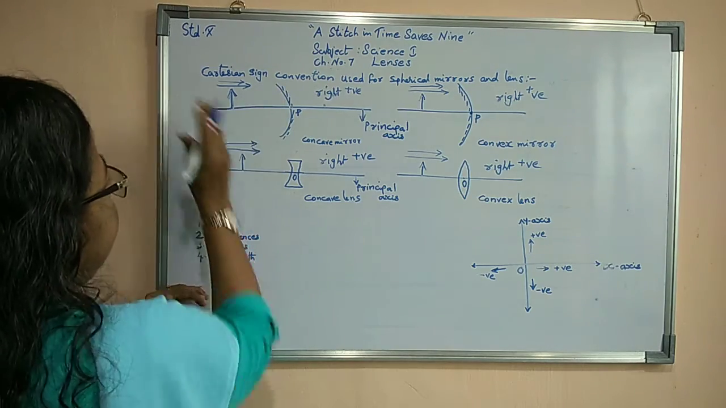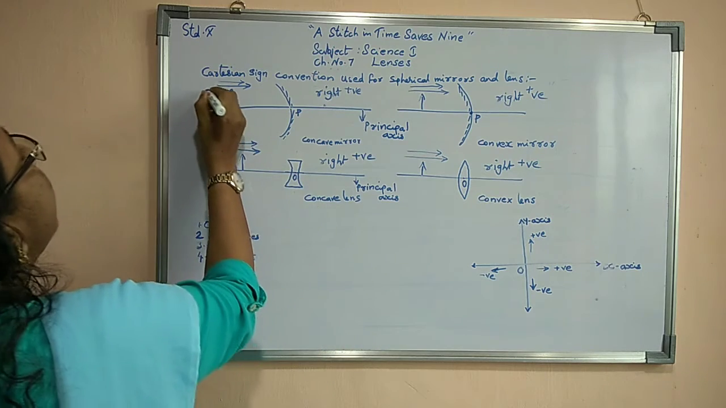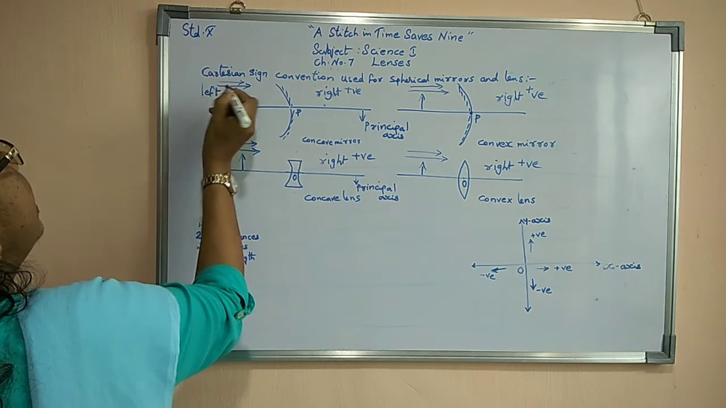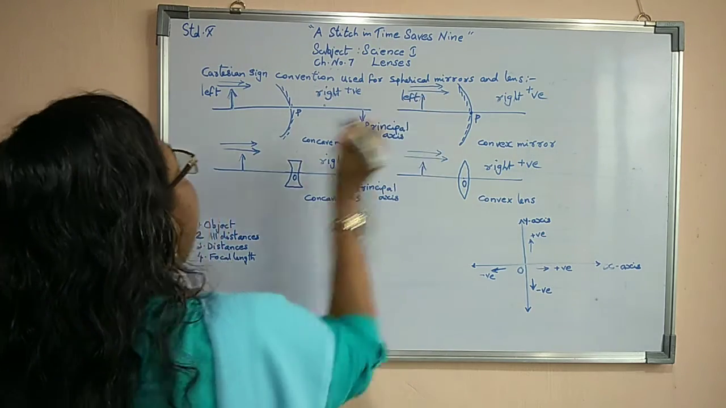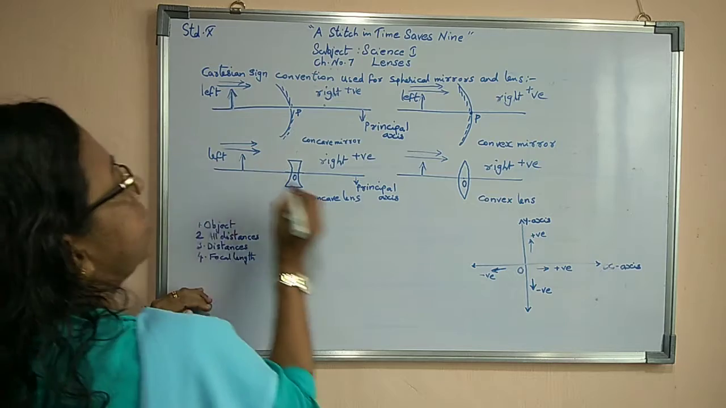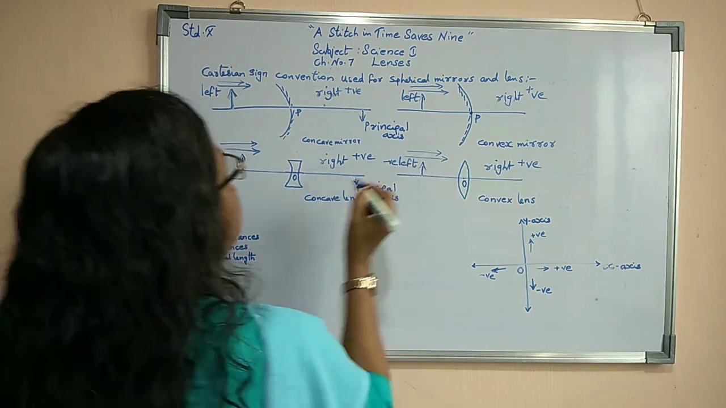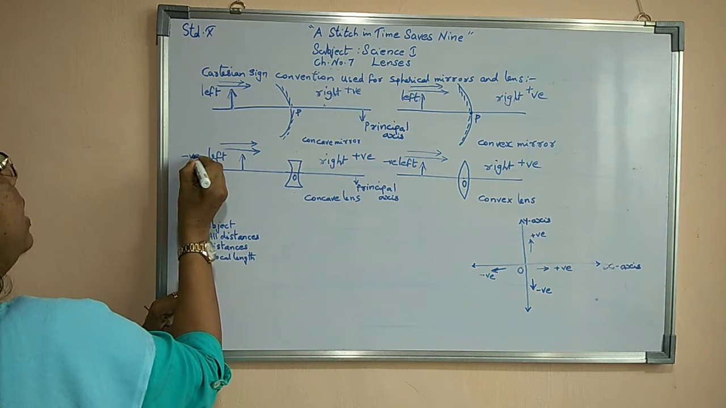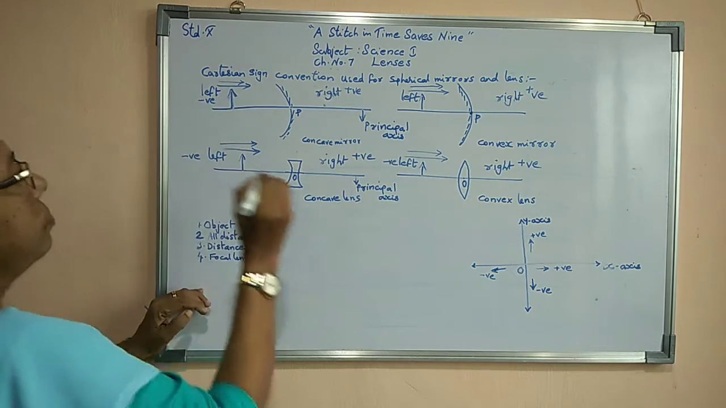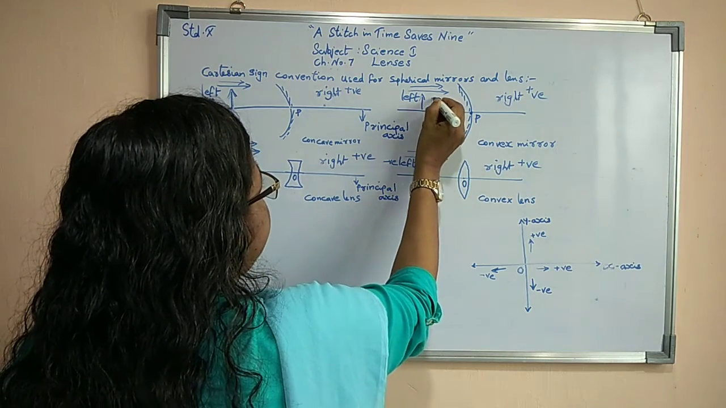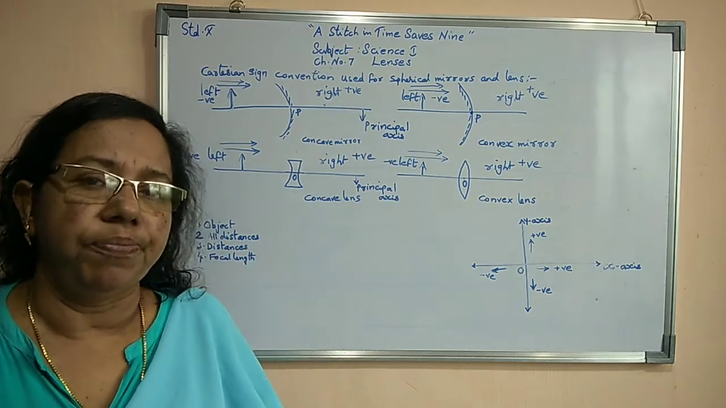Now this is the left hand side. Distances left of the mirrors as well as lenses we have to take as negative. Distances left of the lens are taken as negative. Here also, distances left of the lens we have to take as negative.